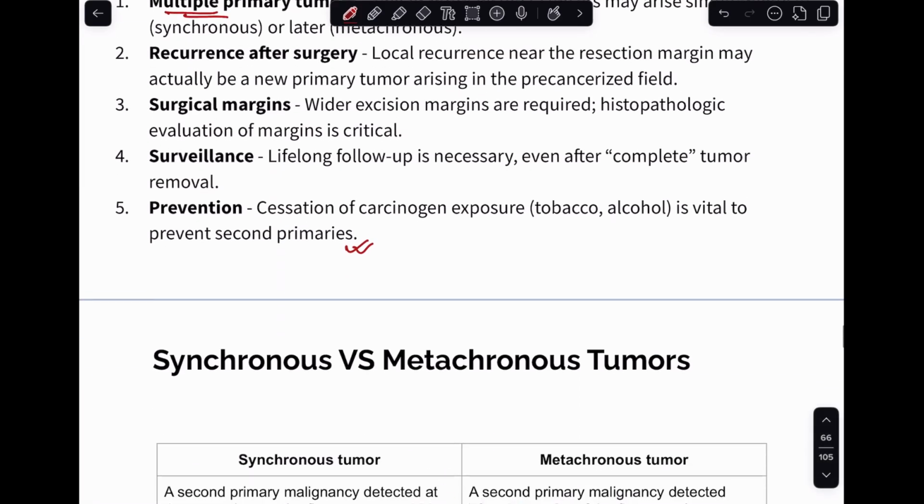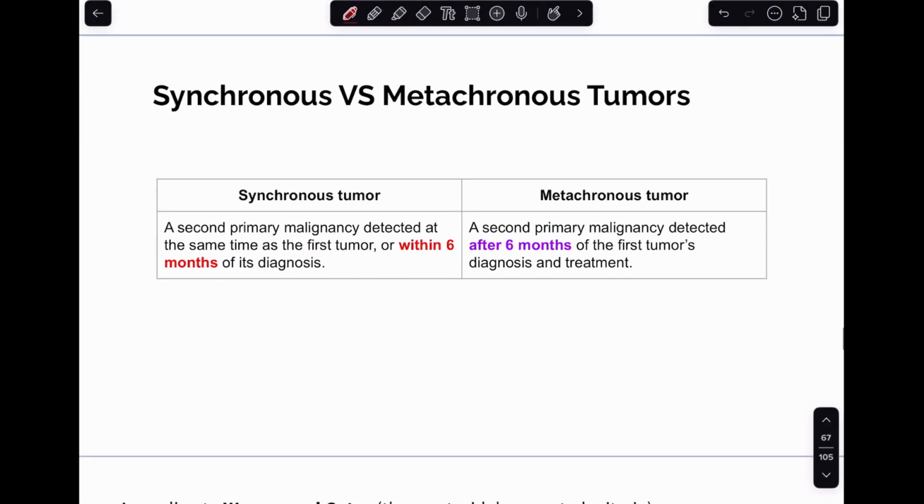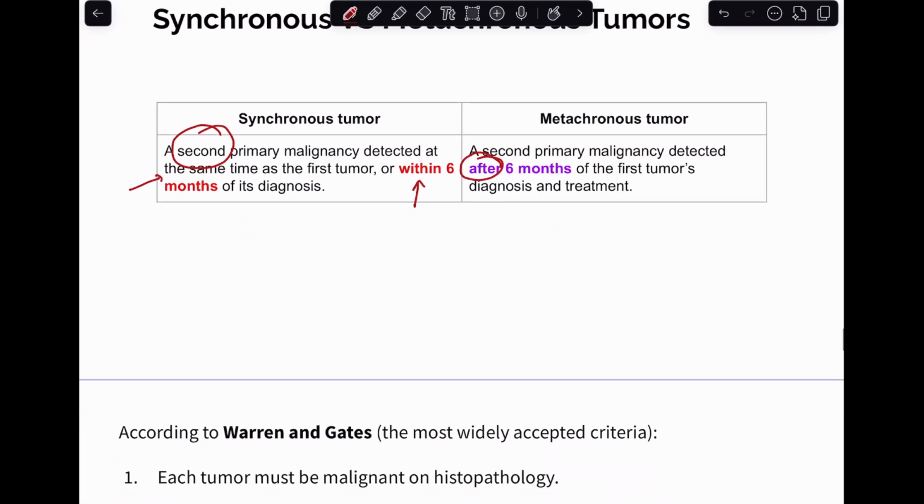Now, moving on to synchronous and metachronous tumors. What are synchronous tumors? A synchronous tumor is when you find a second primary malignancy detected either at the same time of diagnosis as the first tumor or within the first 6 months of its diagnosis. And a metachronous tumor is a second primary malignancy that we detect after 6 months of the first tumor's diagnosis and treatment. So that's what synchronous and metachronous tumors are.